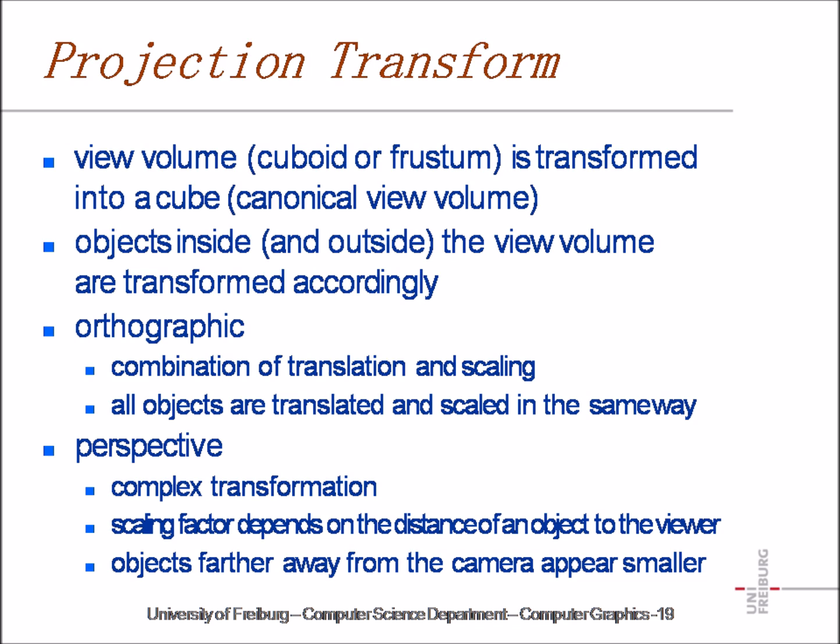Number two approach is perspective projection. It is a complex transformation. The scaling factor depends on the distance of an object to the viewer, which indicates that objects farther away from the camera appear smaller. Perspective transformation is represented using a pyramidal frustum in projection transform.